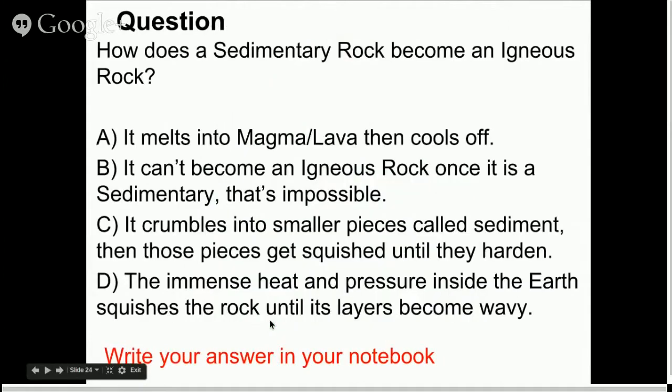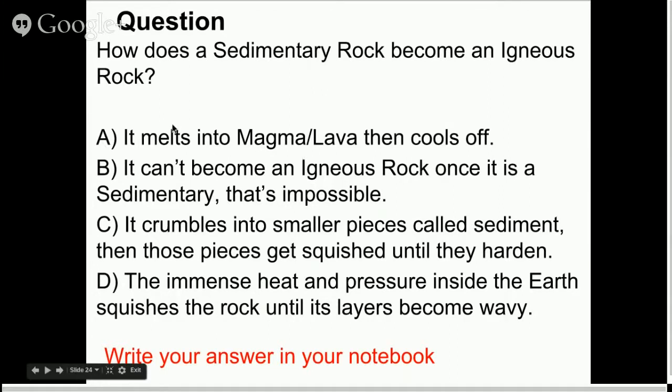All right, question. How does a sedimentary rock become igneous rock? A, it melts into magma or lava and then cools off. B, it can never become an igneous rock. Once it is sedimentary, it's impossible. C, it crumbles into smaller pieces called sediment. Those pieces get squished until they harden. Or D, the immense heat and pressure inside the earth squishes the rock until its layers become wavy. Write your answer in your notebook. Go ahead and pause it.